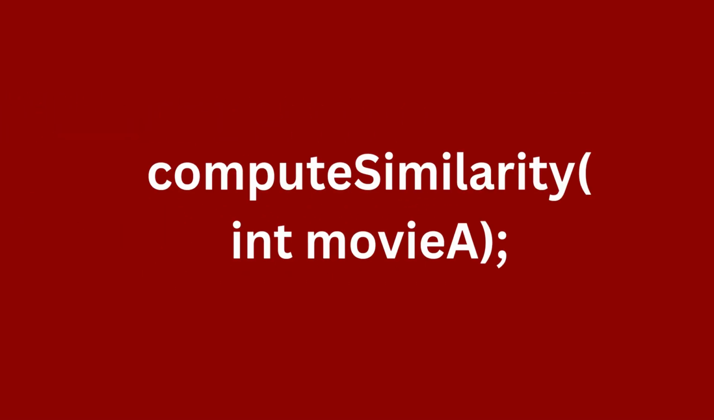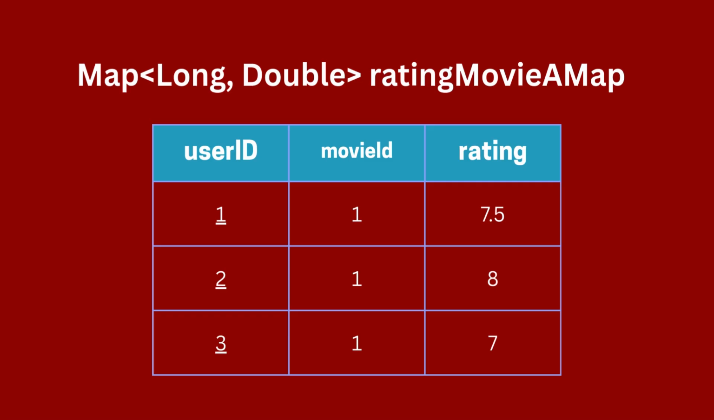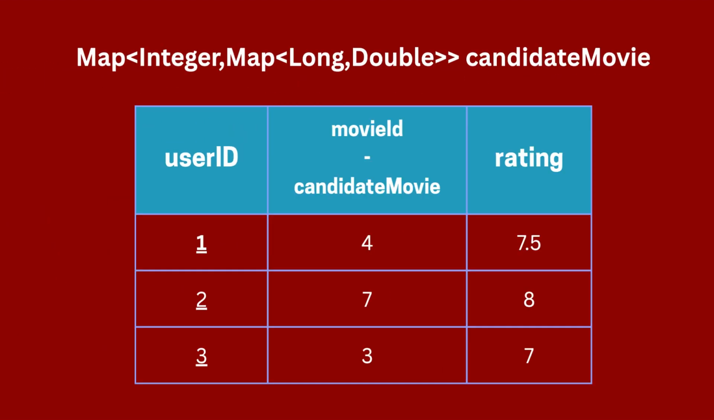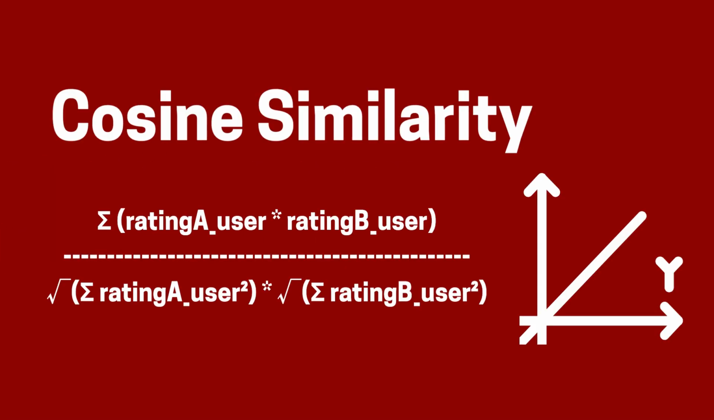For each movie you rate, a function is triggered. This function takes the ID of the movie you just rated. We will call it movie A. The function works as follows. First, we build a table that maps all users who rated movie A and their ratings. Then, using the same users, we build another map for candidate movies. These are other movies rated by the same users. After that, we compute the similarity between movie A and each candidate movie B, using cosine similarity. This is the core function of item-based collaborative filtering.